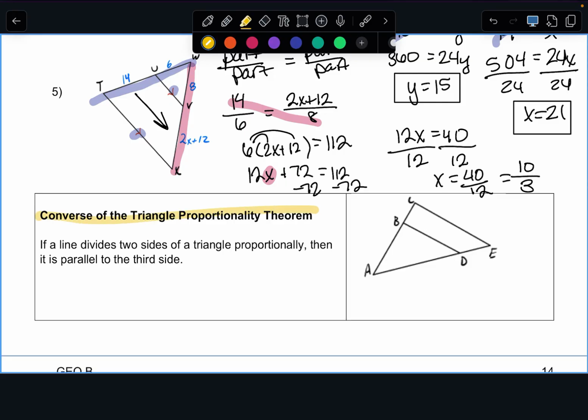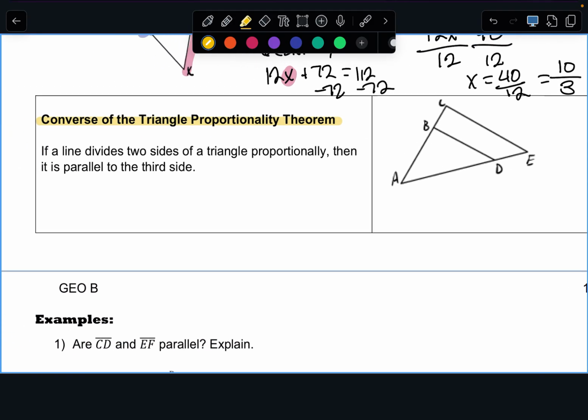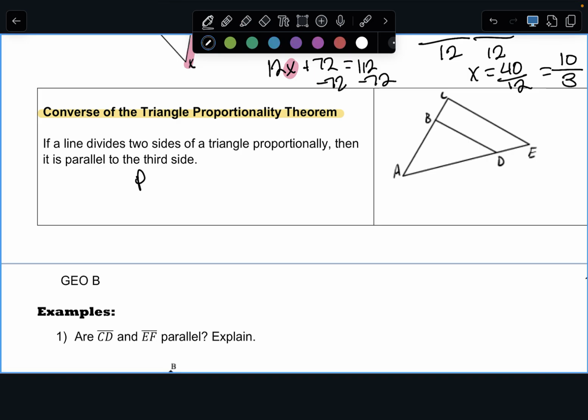We also have the converse of the triangle proportionality theorem. So instead of using parallel lines to set up these fractions, we're going to use the fractions to set up parallel lines. It just goes the opposite direction. So this time, if part over part is equal to part over part, then we have parallel lines.